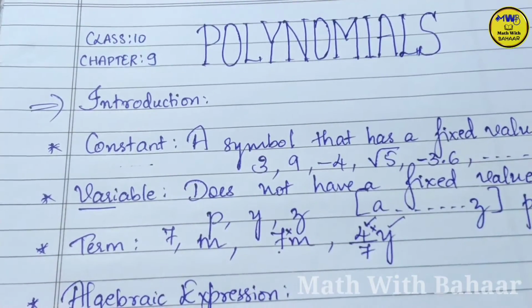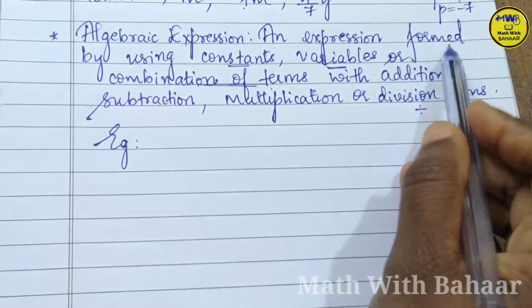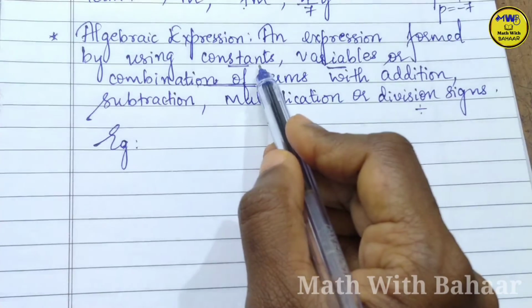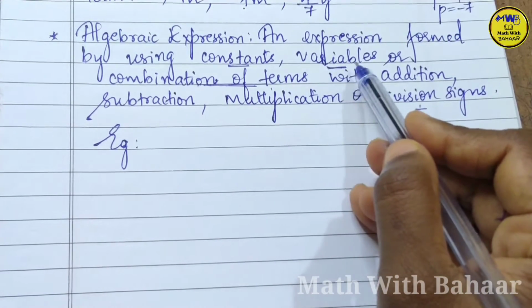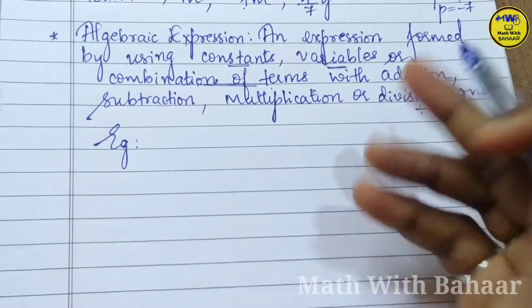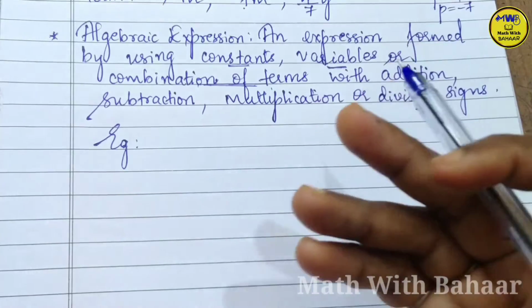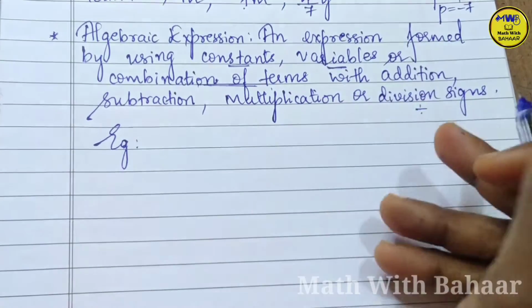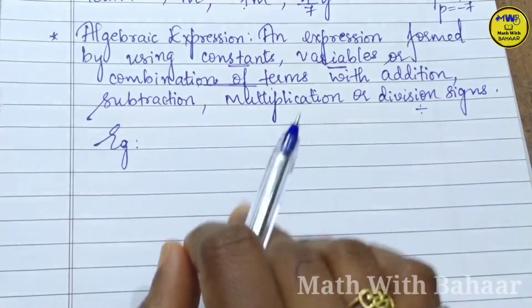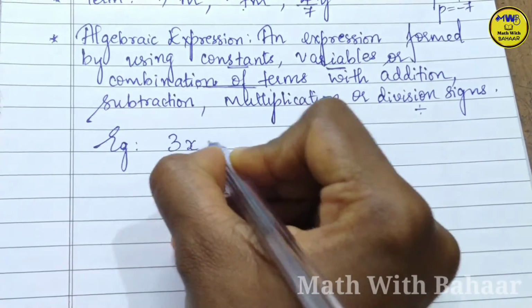Next, coming on to algebraic expression. An expression which is formed by using constants, that means numbers, variables, which means letters, or a combination of both together, by using different signs, that is addition sign, subtraction sign, that is minus, multiplication sign which is into, and division sign. So let's have a look at it. Let's take an example, 3x -4.